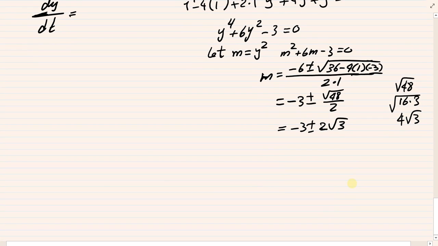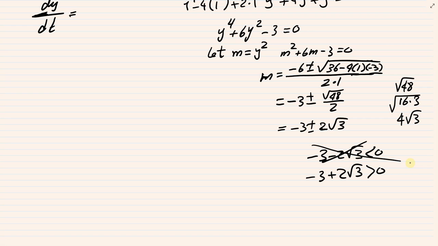Now the negative, negative 3 minus 2 root 3 is going to be negative. And negative 3 plus 2 root 3, root 3 is about 1.7, so this is 3.4 minus 3, that's positive 0.4. We're going to rule out the negative answer. Why? Because we were told the car is in the first quadrant, right? In Q1, so we're only going to accept the positive value in Q1.